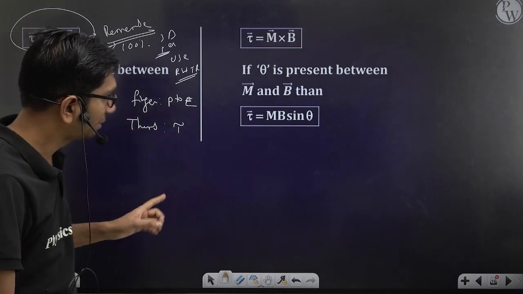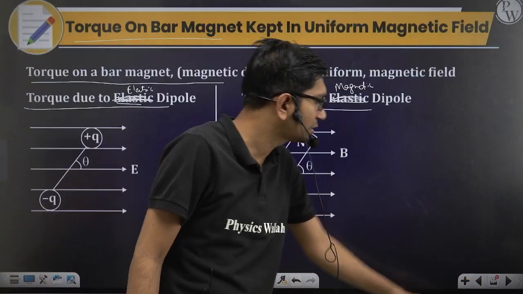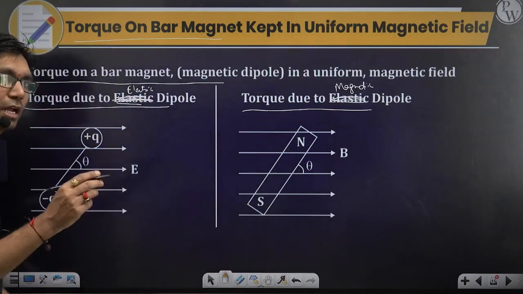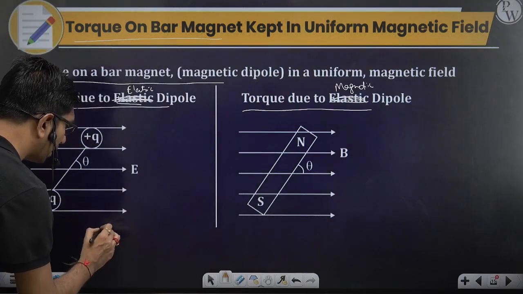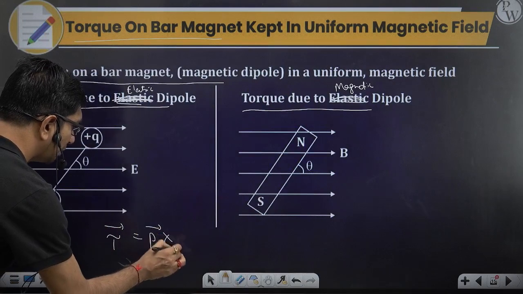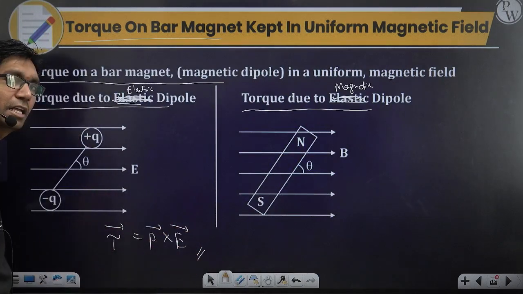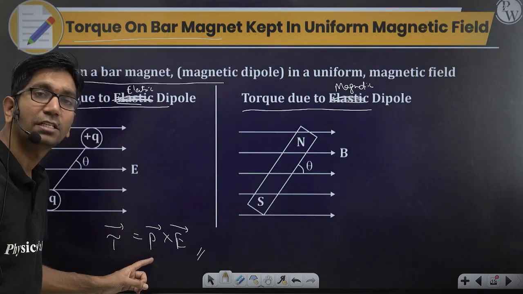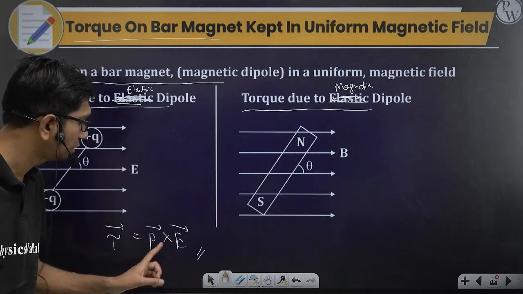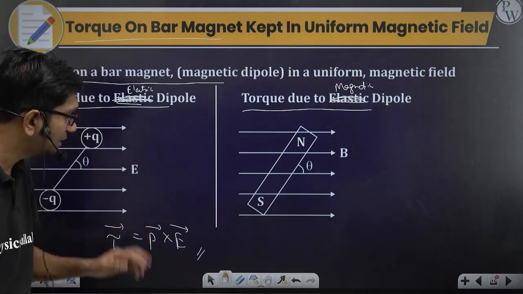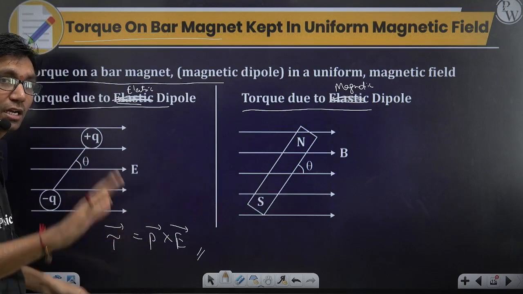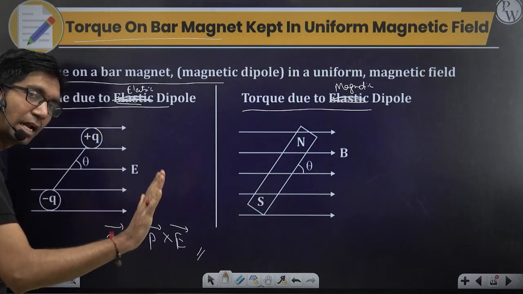See here, beta, I'll tell you the direction of torque in this one. Tell me, what is the torque formula? P bar cross E bar. Sir, how to remember this one? Is there any trick? Yes, directly remember it like potential energy, torque equals PE, remember as it is. So use the right hand thumb rule, beta.